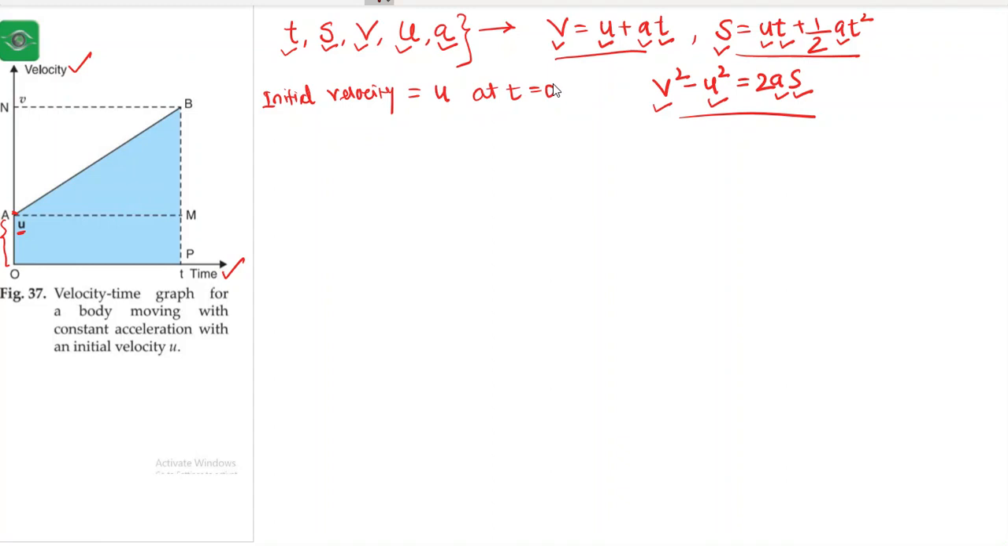The body accelerates uniformly with an acceleration a. So the acceleration is how much? a. Let the velocity of the body be v after time t. So after time equal to t, let the final velocity be v. Let the final velocity be v.